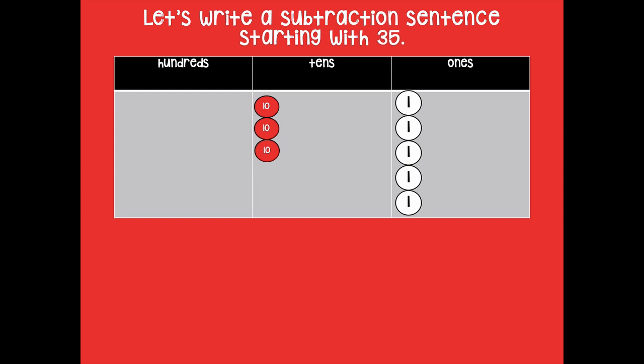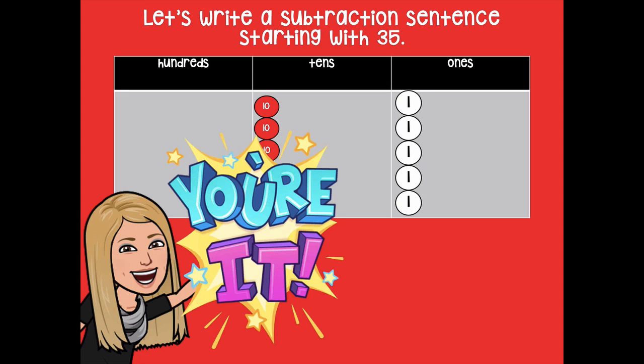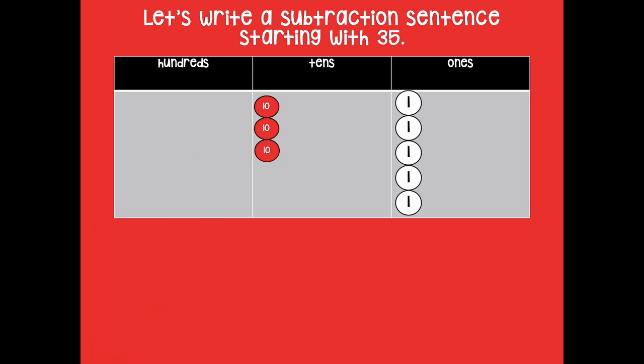Now let's write a subtraction sentence starting with 35. So pause the video, write a subtraction sentence starting with 35, and see what you get. All right, friends, so here's what I came up with. 35 equals 36 minus 1. So I'm taking the same subtraction sentence that I used in the last example, or the last slide, was 36 minus 1 equals 35. I just flipped it and put the difference first this time.